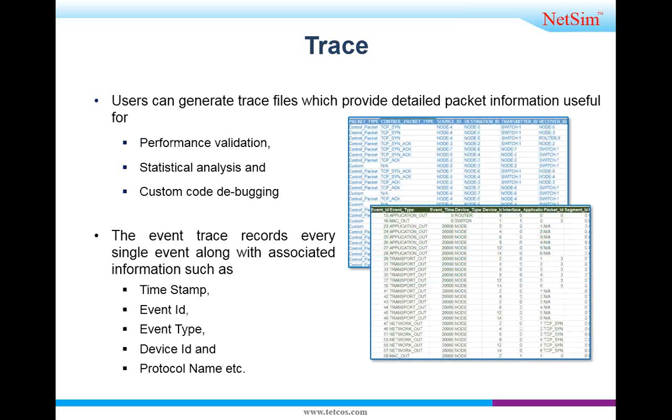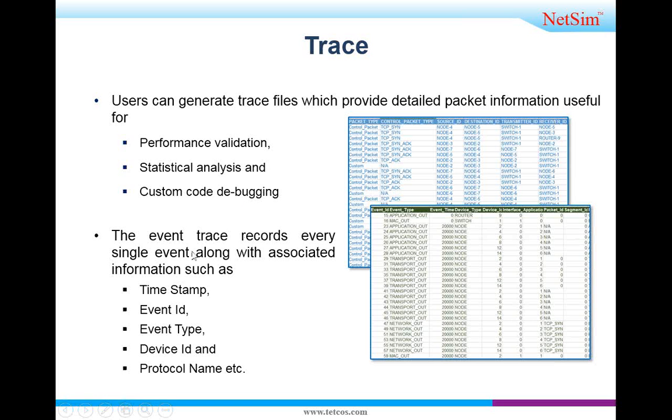Okay. So this packet trace gives you a set of chosen parameters for every packet as it flows through the network, such as arrival times, queuing times, departure time, payload, overhead, errors, and collisions. As you see in the screenshot, the blue one is the packet trace, and this black one is the event trace. So these are the attributes that are given in packet trace, and this packet has been created here. It is very useful for performance validation, statistical analysis, and custom code debugging.